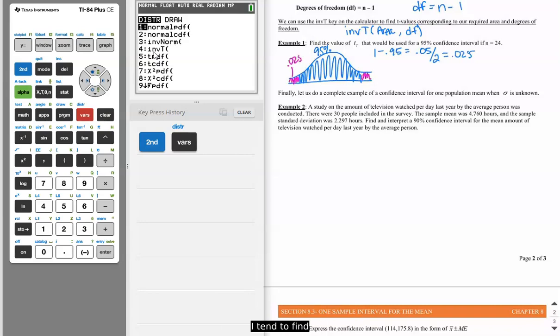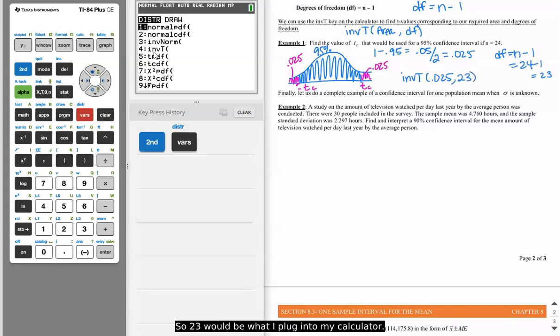I tend to find just the negative value, and then write it as a positive, because I understand that the negative t_c critical value and the positive t_c critical value are the same. It's just one's negative, one's positive. So my inverse t would be 0.025, the area to the left, and then my degrees of freedom. Degrees of freedom is n minus 1, so 24 minus 1 gives me 23. So 23 is what I plug into my calculator.